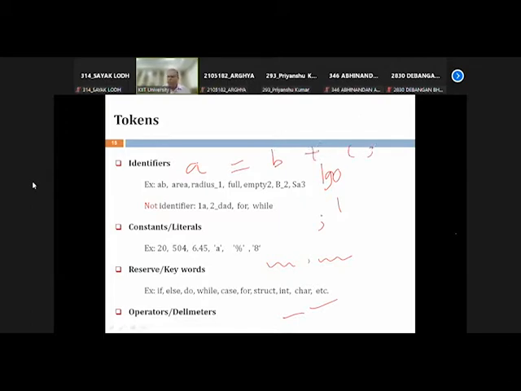But the C compiler is so strong that even if I do not provide space and write a equal b plus c, it can recognize the tokens. That is the efficiency of the compilers. In most cases in C, space is not used as a separator, but in some cases space must be used as a separator. Even if you provide a space between two tokens, no harm is there. Understood it? Yes, sir.